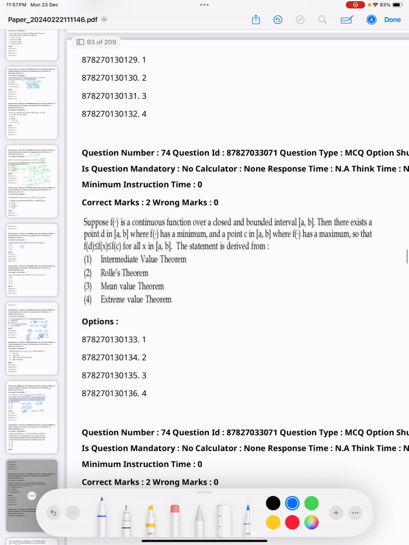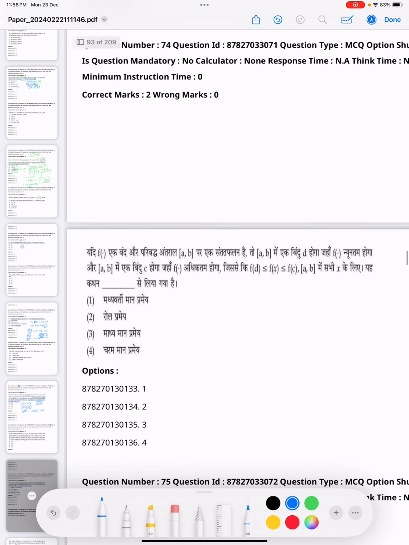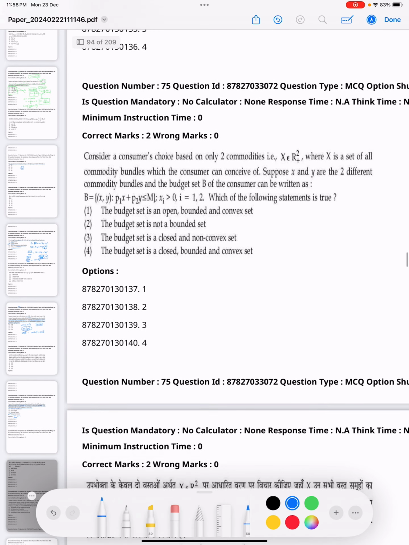Suppose f is a continuous function over a closed and bounded interval, then there exists a point D where f has a minima and a point C where it has a maxima. So the statement is derived from the extreme value theorem. Extreme values are maxima and minima themselves. So it is very straightforward. 74 we have done.